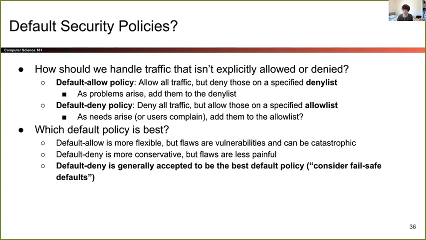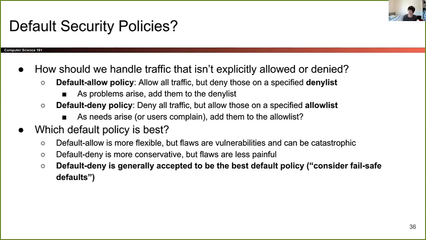And again, we're thinking back to security principles this entire course. Here, let's consider fail-safe defaults. Default deny would definitely be fail-safe because if there's a failure, we want it to default to blocking all traffic instead of exposing us to the entire internet.